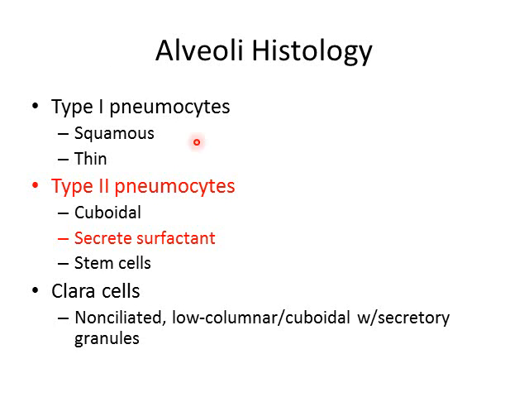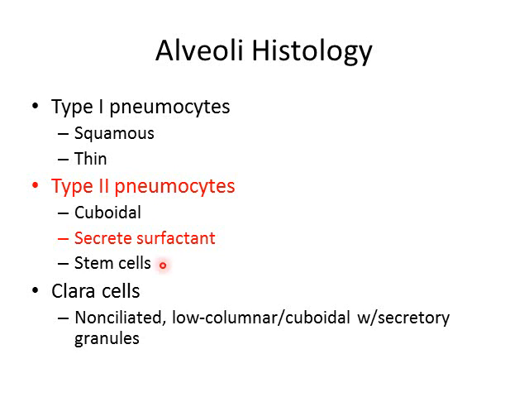So now we're getting into the alveoli histology, beginning with the type 1 pneumocytes. We mentioned these a second ago. Basically, they're squamous cells. They're thin, which allows us to have gas exchange. Moving on to the type 2 pneumocytes, they're cuboidal. Importantly, they secrete surfactant. Surfactant allows us to decrease the surface tension found within alveoli, which prevents them from collapsing.